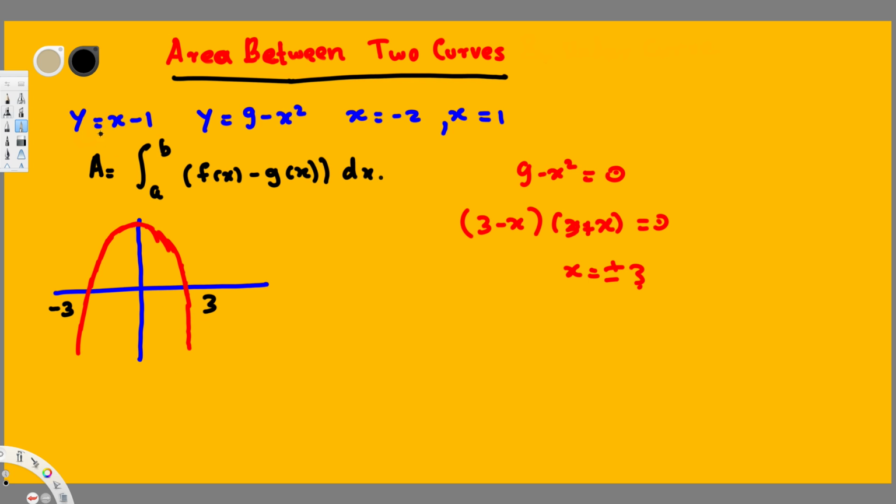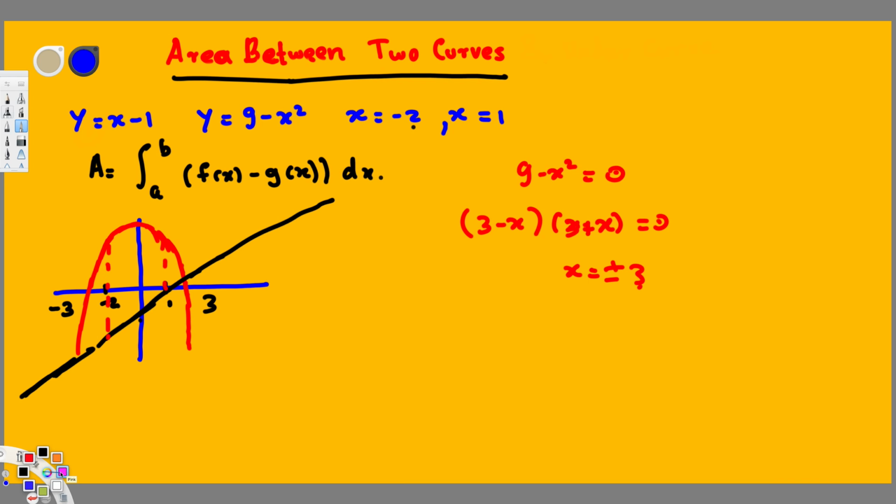Now let's draw this diagram. This is x minus 1. So this is going to cross this 1 right here. So let's say this is 1. So this is going to cross this 1. And this is going to be a linear straight line. So this is going to go like this. But the region we are interested in is this region, negative 2 to positive 1. So let's say this is negative 2. And if you draw the line right here, this is going to be the region we are trying to find.